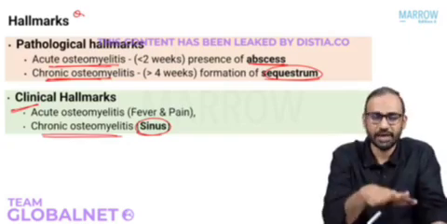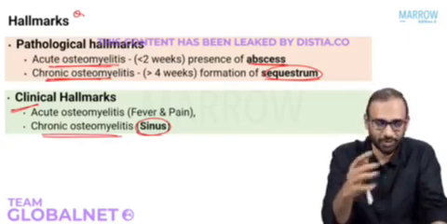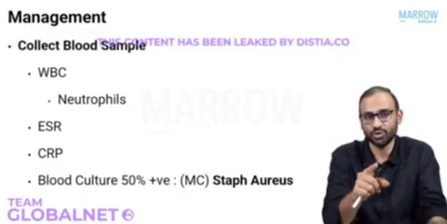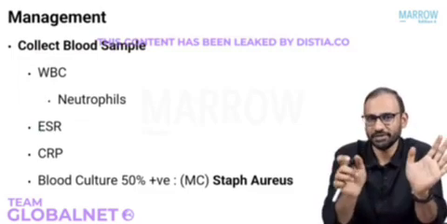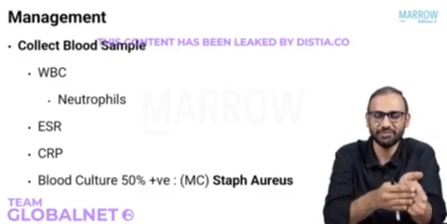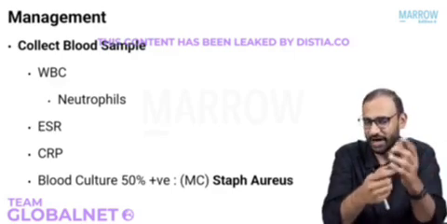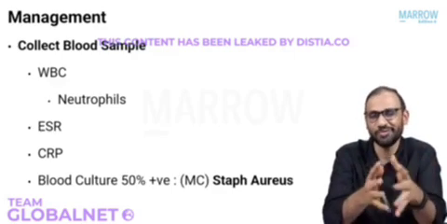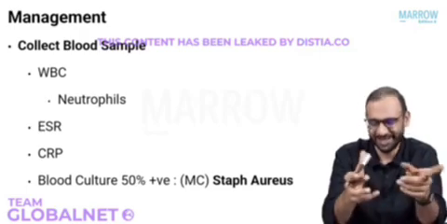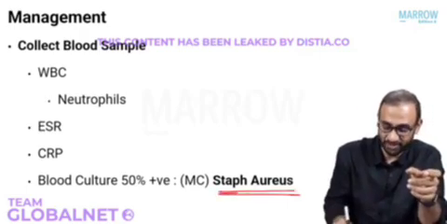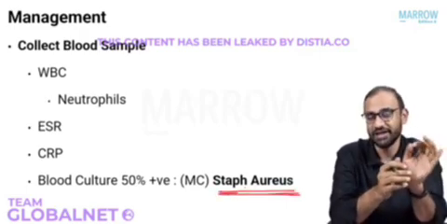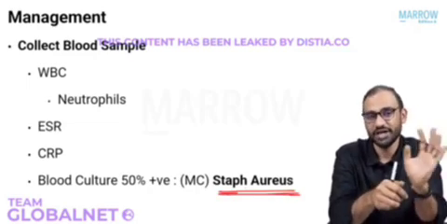Okay. Now let's talk about the management. How will we manage an osteomyelitis patient? The first thing you should do is collect the blood sample. This is very important because I told you the infection mostly comes from the blood, hematogenous spread, right? So you have to collect the blood sample to identify the bug. But unfortunately, only 50% of the cases actually show the bug Staphylococcus aureus. But nevertheless, you should still consider taking the blood sample before starting anything.